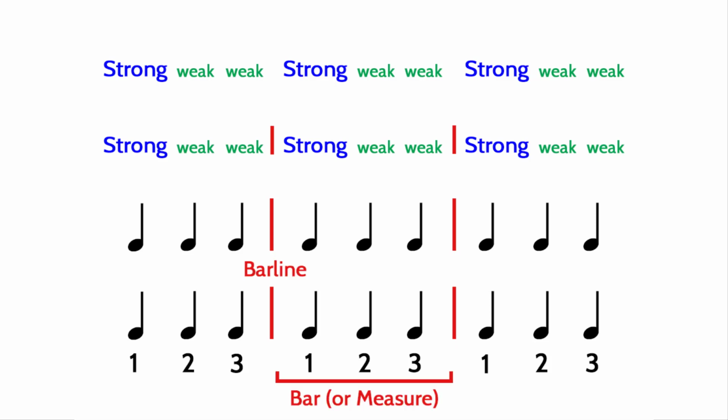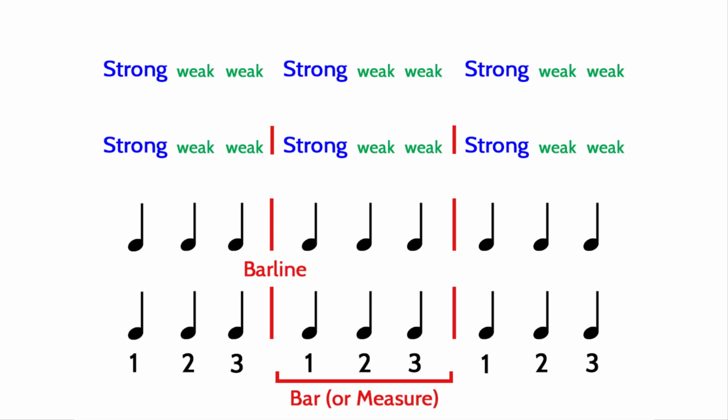Okay, let's get a bit of musical terminology going here. The vertical dividing lines, which I've coloured red, are called bar lines. And the units or sections between each bar line are called bars or measures.